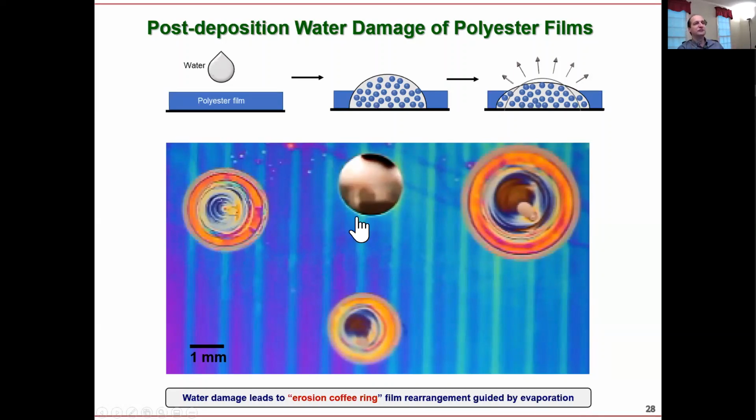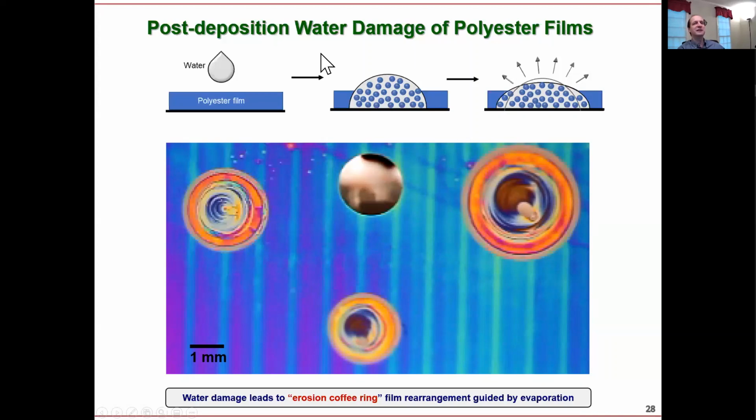But then the problem with those films is that you have to find a way to enhance their, that is, decrease their solubility, because if you deposit the polymer out of water, then it is going to be susceptible to water damage, right? If you have rain on top of it, each water droplet is going to damage the film. So this is the damage of the film that we described with Sabina.